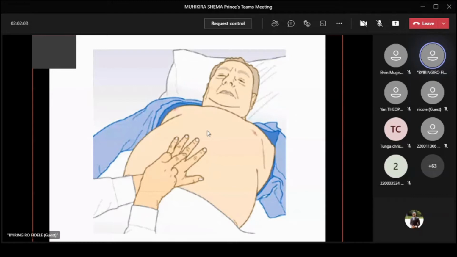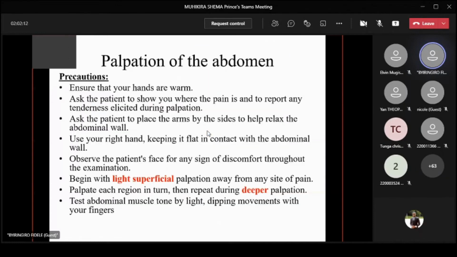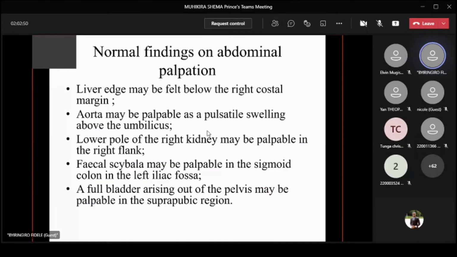So you have to palpate each region in turn, then repeat during the deeper palpation, and then test abdominal muscle tone by light dipping movements with your fingers. When examining the abdominal wall, you have to measure the liver edge, which should be felt below the right costal margin. You can feel the aorta, maybe with pulsatile movements. You can feel the lower pole of the right kidney in the right flank. You can feel fecal scybala in the sigmoid colon in the left iliac fossa, and a full bladder arising out of the pelvis may also be palpable in the suprapubic region.